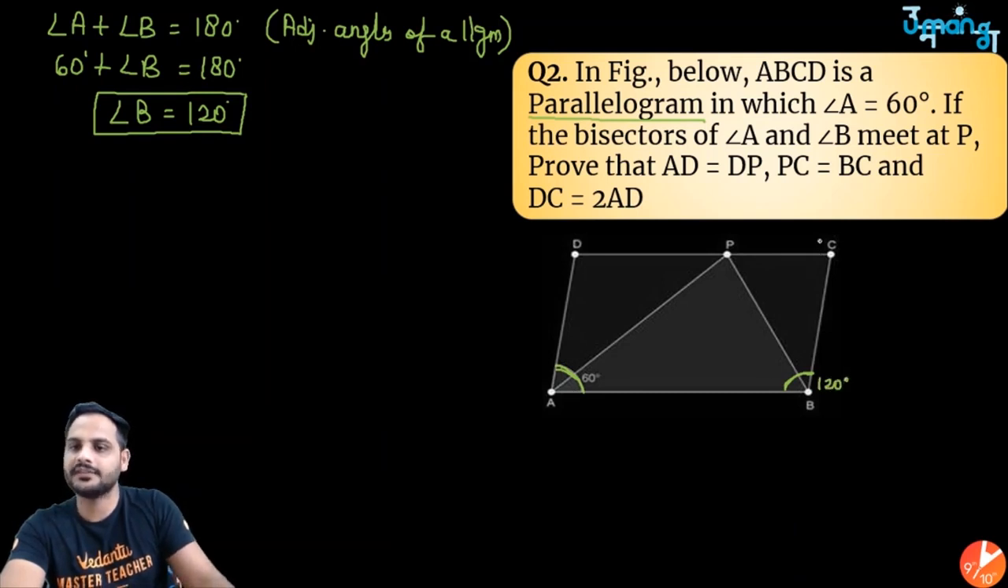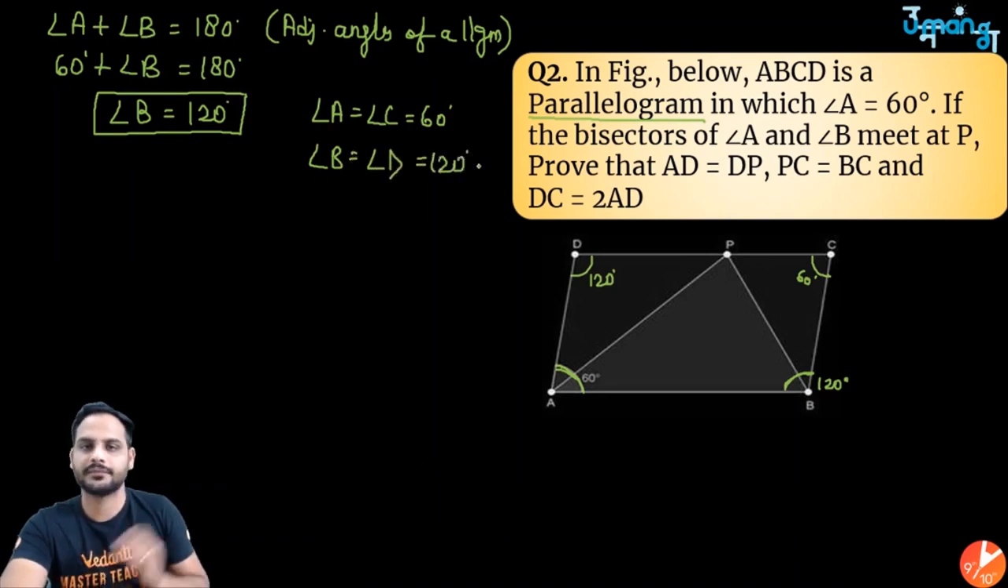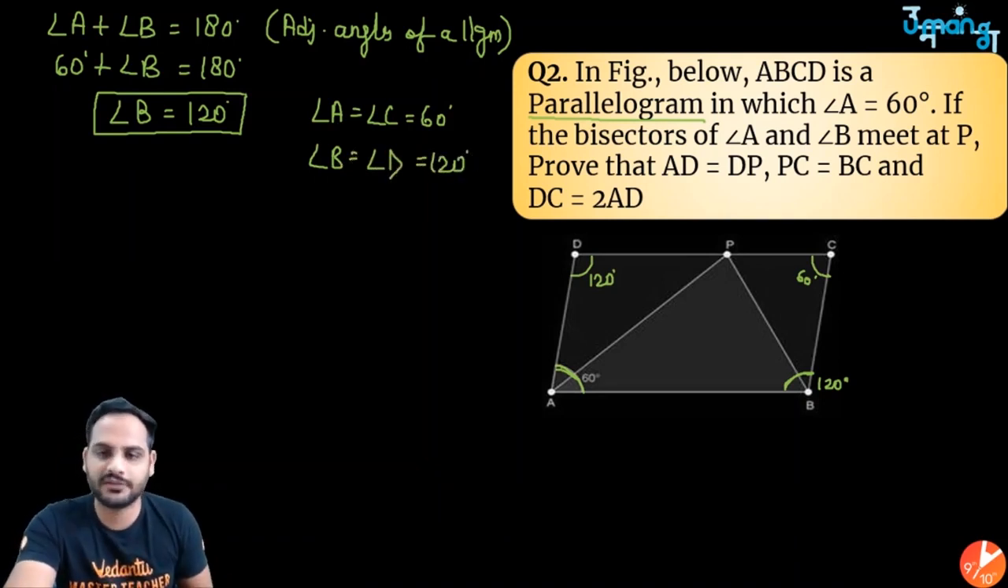If angle A is 60 degree, angle C also will be 60 degree, and angle D will be equal to angle B, which is 120 degree. So I can clearly say, sir, angle A equal to angle C is equal to 60 degree. Angle B equal to angle D is equal to 120 degree. Okay. What is the next part which I can get?